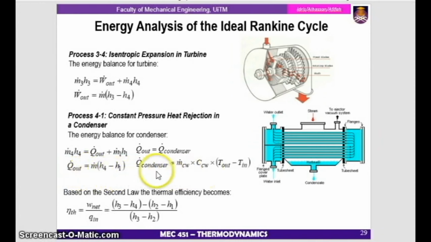Like the boiler, Q dot condenser can also be found from m dot Cw times Cpw times delta T. Based on all these equations, when you want to find the thermal efficiency, you have to find W net over Q in. W net comes from delta h at process 3-4 minus delta h at process 2-1, over Q in, which is delta h, h3 minus h2. So from this equation you can get thermal efficiency.